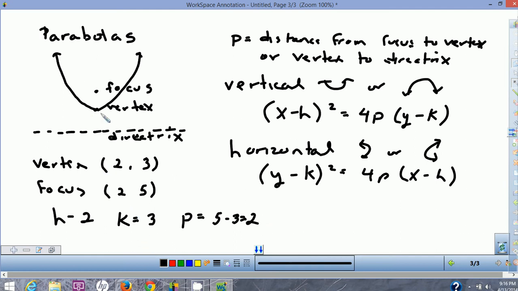Well, is this a vertical parabola or is this a horizontal parabola? Well, if my vertex, let's pretend like this was at (2, 3). If my vertex is at (2, 3) and my focus is at (2, 5), it's above that. So if it's above, we're opening up or down, which means that this is a vertical parabola.